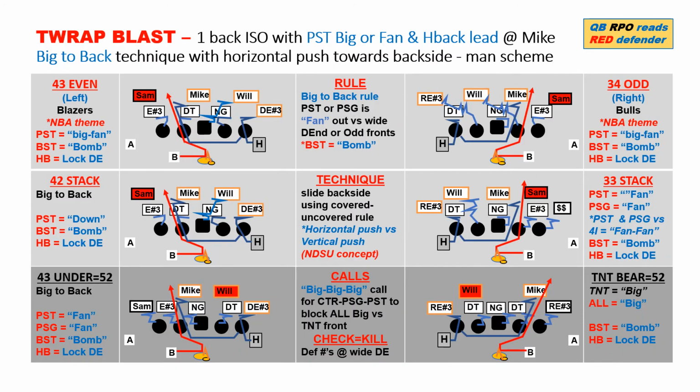All right, with a T-wrap blast technique, we still use our big on back rule, but all that happens here is the H and the tackle trade responsibilities. The H is going to go J block the defensive end, and the tackle is going to go ahead and wrap around and pull and isolate on the Mike backer running the bomb block.